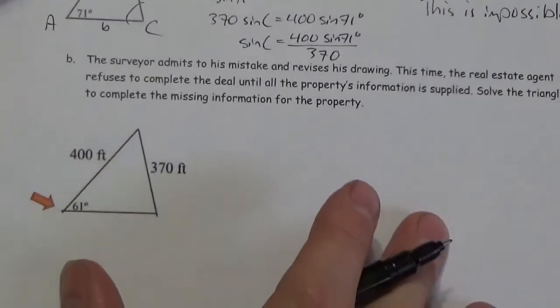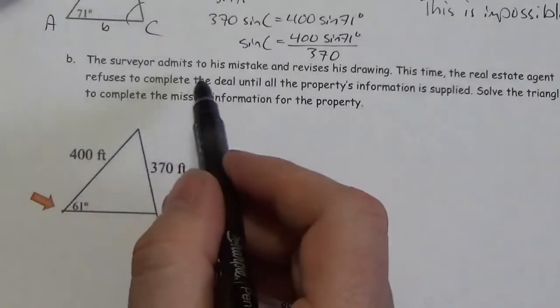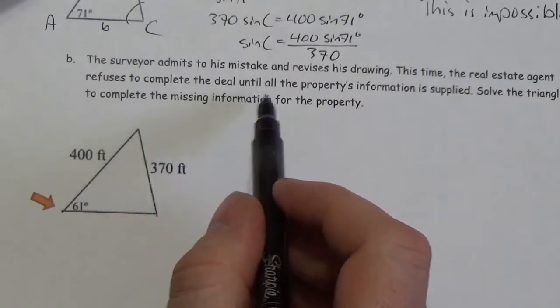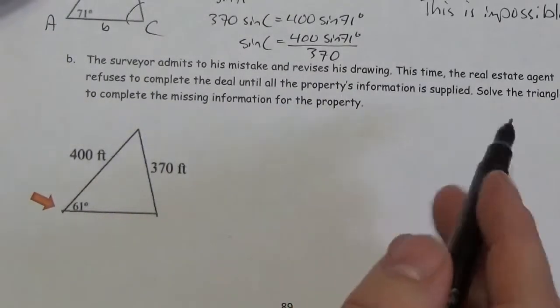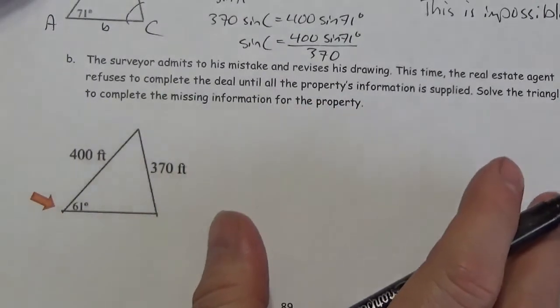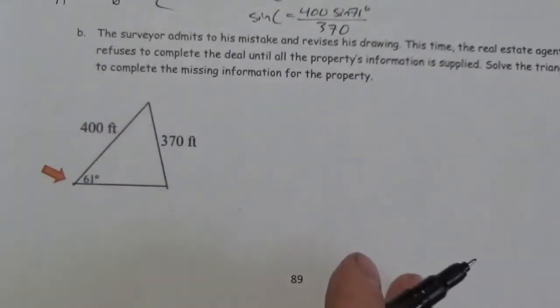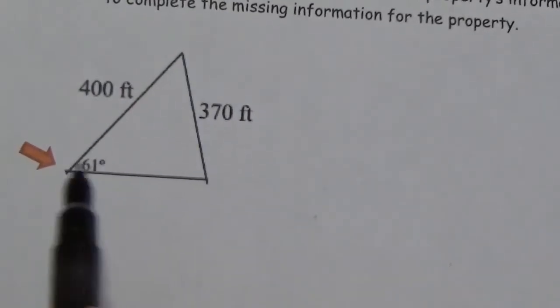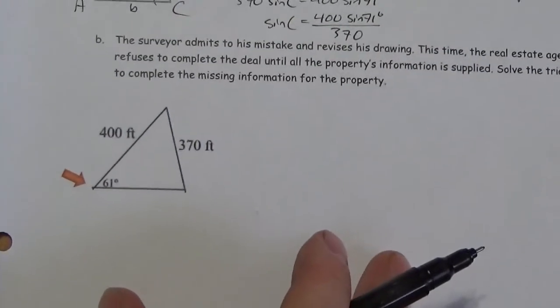That angle doesn't exist. So the surveyor admits to his mistake and revises his drawing. This time the real estate agent refuses to complete the deal until all the property information is supplied. So solve the triangle for the missing information here. Okay, so the surveyor figured out that was supposed to be 61 degrees instead, not 71.